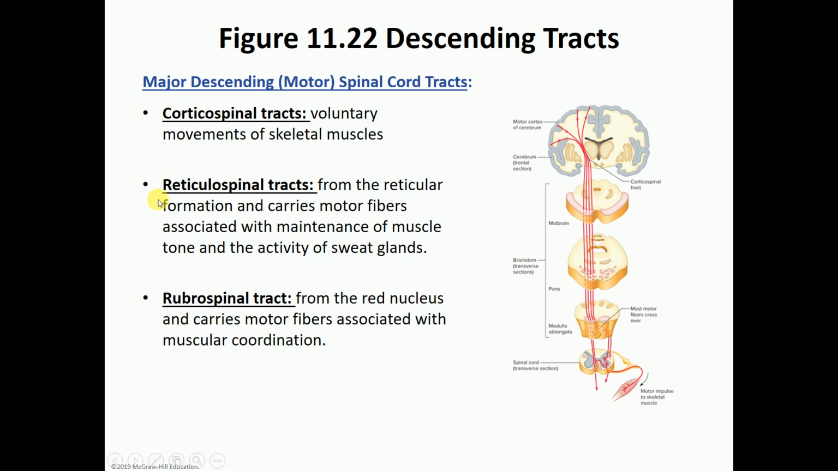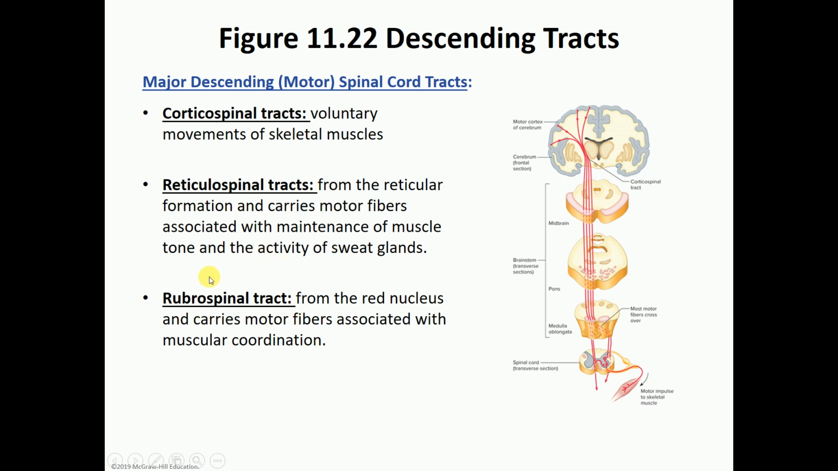The reticulospinal tracts, those are from the reticular formation, and that carries motor fibers associated with maintaining muscle tone and the activity of sweat glands. So as you wake up, remember your reticular formation tends to wake you up. As you wake up, you want to have muscle tone, so you're going to send some signals to your muscles in order to maintain your muscle tone, and it's also going to start activating the sweat glands.